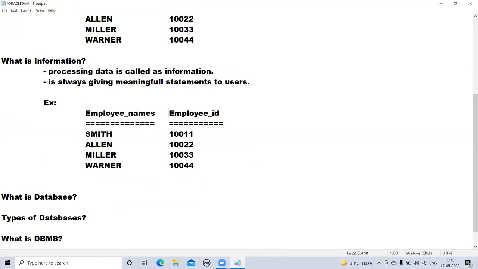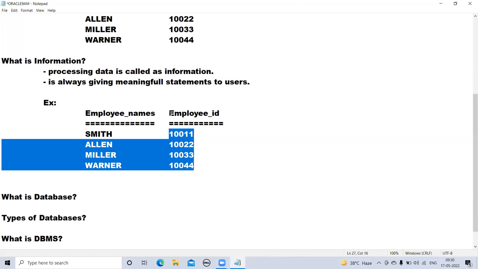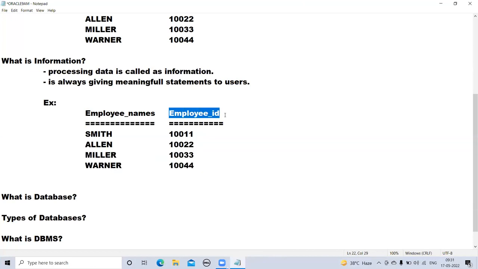Next one comes to employee IDs. So here the point is 10011. Now we can say these are called the employee ID numbers. So whenever we predict data, then it is called information. When we do not predict the data, then it is called a raw fact.